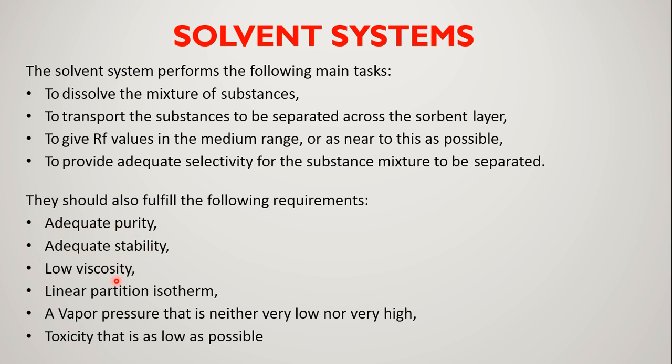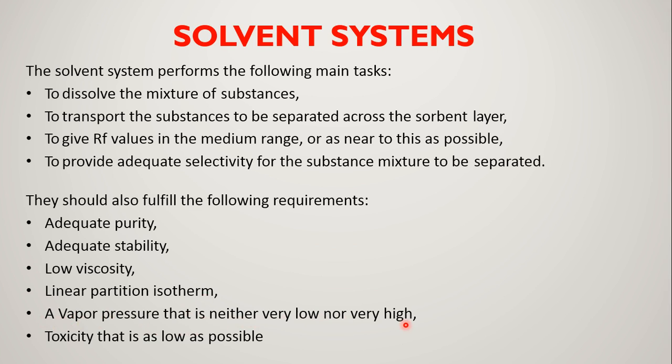Then low viscosity. Low viscous solvents will move upward quickly during the experiment due to capillary action. If the substance has very high viscosity, then it cannot work as a good mobile phase, because its movement on the stationary phase is poor; it cannot work as a good eluent if its viscosity is high. Then they show linear partition isotherm. Also, a vapor pressure that is neither very low nor very high.